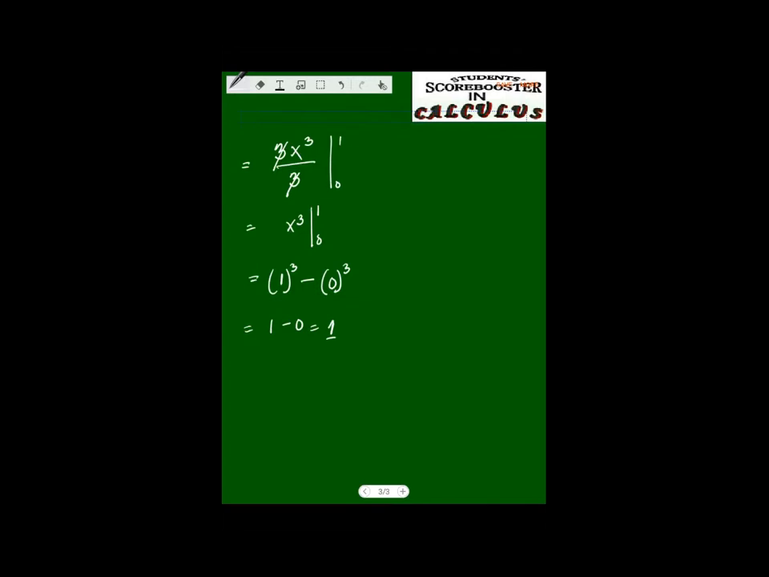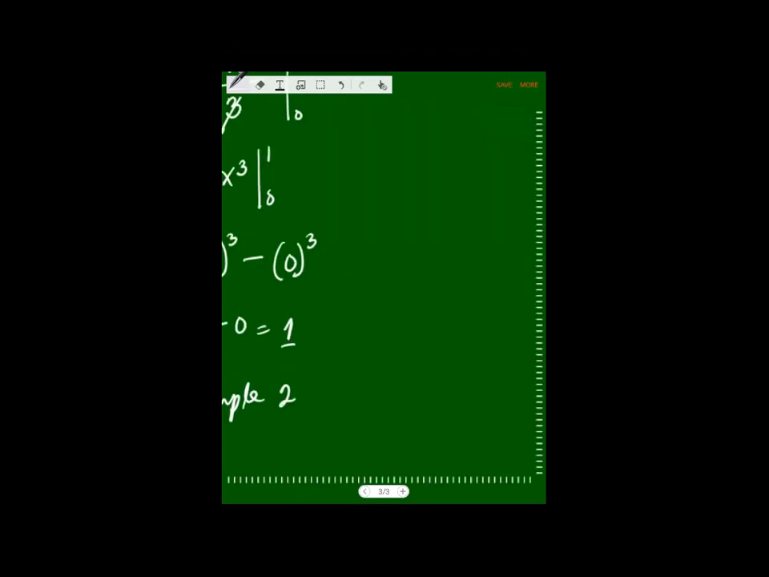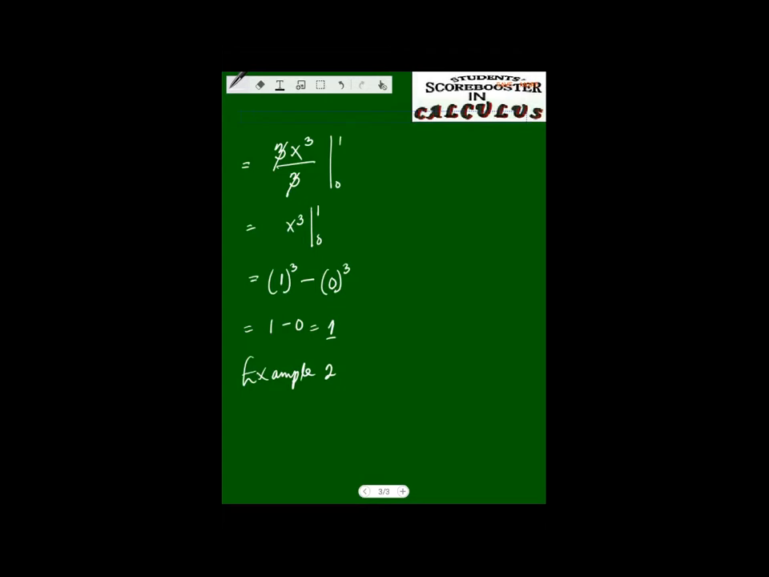So let's look at another example. Example 2 says evaluate the integral from 1 to 4 of x squared plus 2x minus 5 dx.